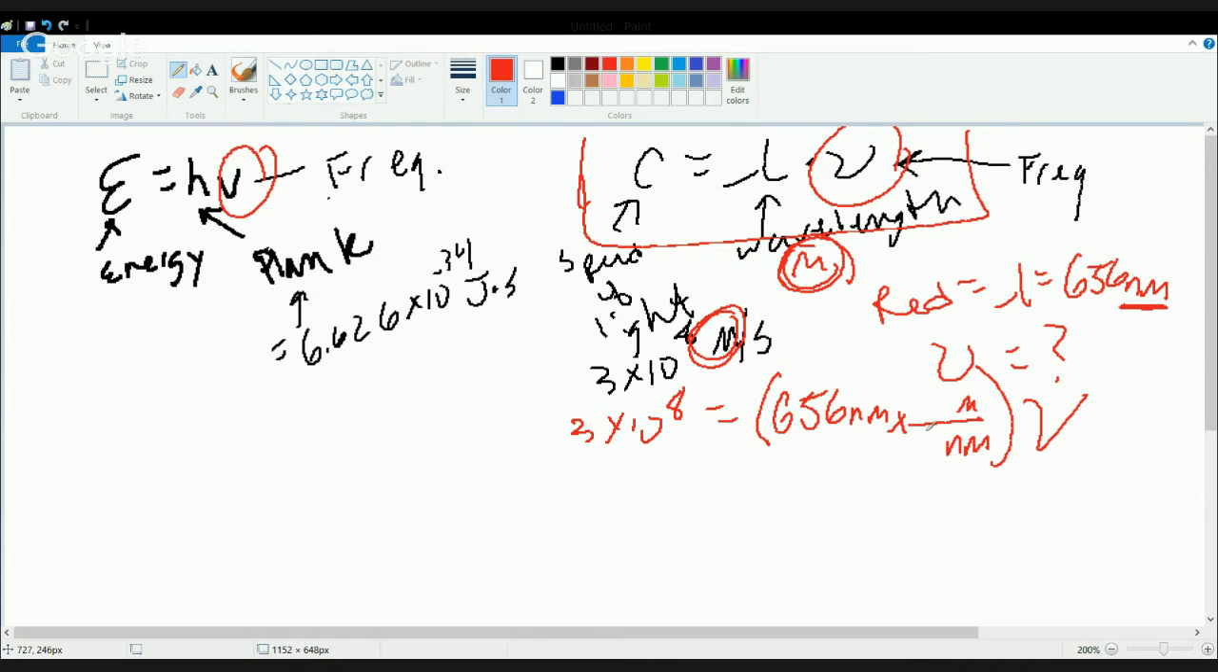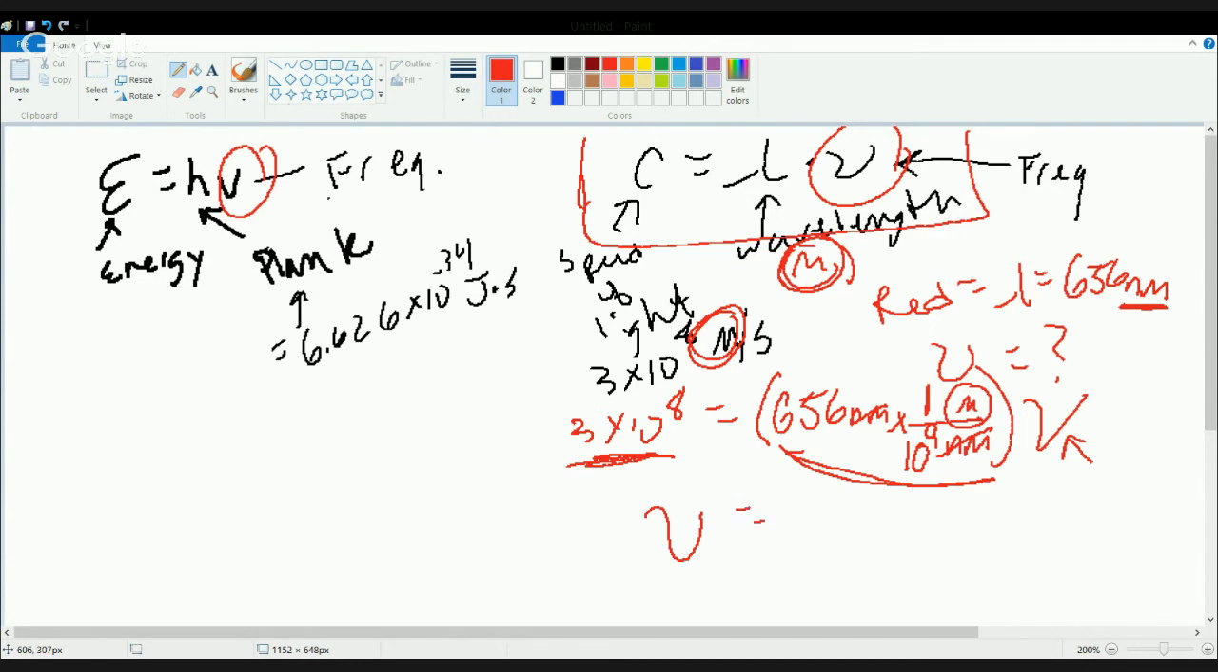So to do that, I would look at the top of the test, and the top of the test would tell me there's 10 to the 9th nanometers in 1 meter. This gets me out of units of nanometers and into meters, which is what I need. So now, if you look, I've got C equals wavelength times frequency. And then I can solve for frequency.